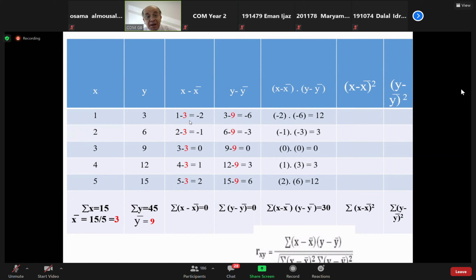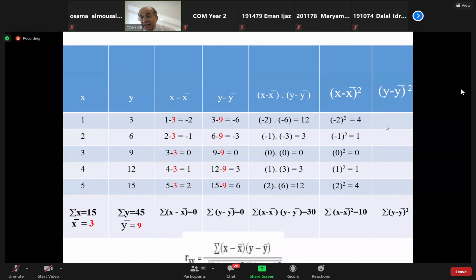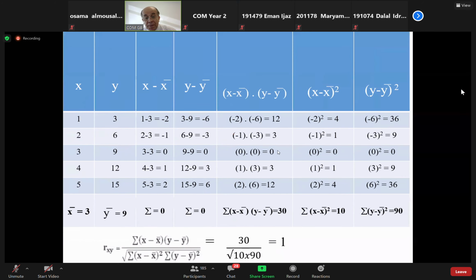For this one, take the difference and multiply it. So minus 2 multiplied by minus 6. Minus 1 by minus 3, and you get that. And underneath it, you sum all of these values. You do that for x bar, and you do that for y bar again. So you do that for this, you do that for this, and then you sum all of it. And what is the equation? It's the summation of those divided by this. If you look at it, this is the numerator and this is the denominator. So it becomes 30 divided by 30, the answer is 1. Because when you multiply 10 by 90, it's 900, the square root is 30.